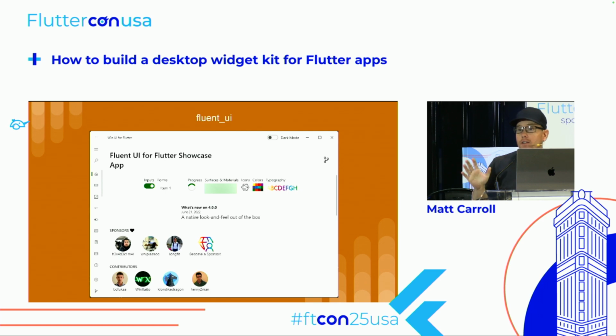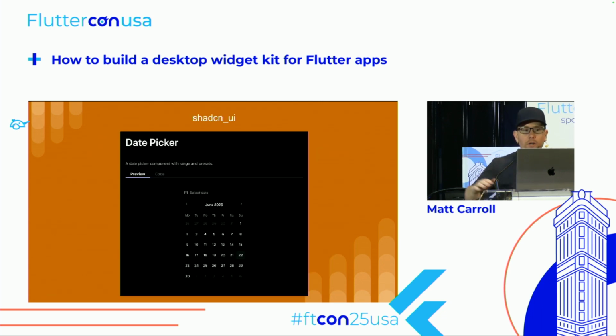Now, that's great if you want to look like the underlying operating system, but what if you just want an attractive, kind of well-formulated widget kit that doesn't answer to any one operating system? Well, then we do have something like ShadCN UI. This is the Flutter port of the very popular web widget or component toolkit called ShadCN. And so far, this is doing a great job. This is one of the most popular widget kits in recent history.